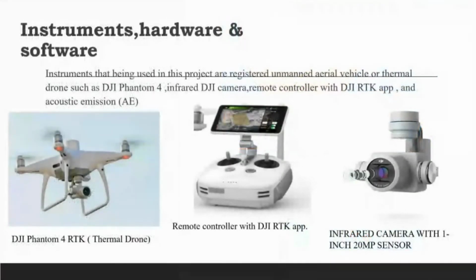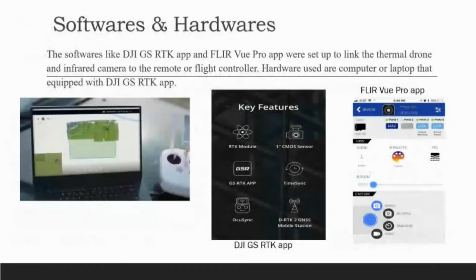Next are the instruments, hardware, and software. Instruments that are being used in this project are a registered unmanned aerial vehicle or thermal drone such as DJI Phantom 4, infrared DJI camera, remote controller with DJI GS RTK app, and acoustic emission AE. The software like DJI GS RTK app and Playwolf Pro app were set up to link the thermal drone and infrared camera to the remote or flight controller. Hardware uses a computer or laptop that is equipped with DJI GS RTK app.